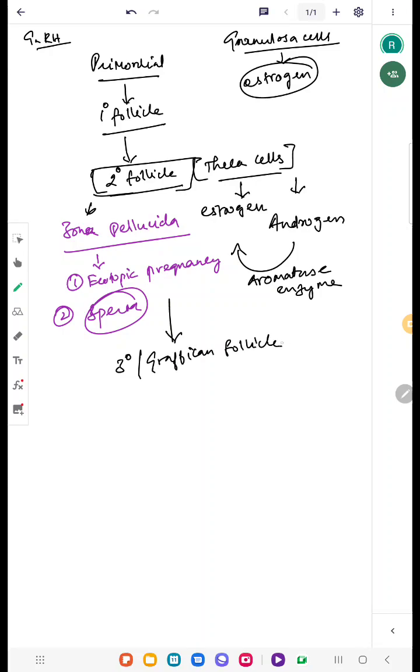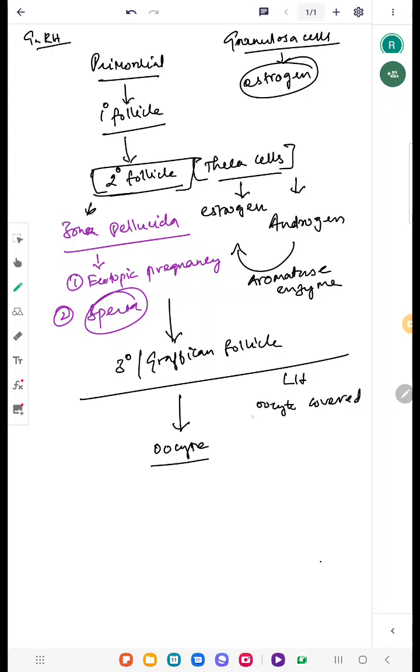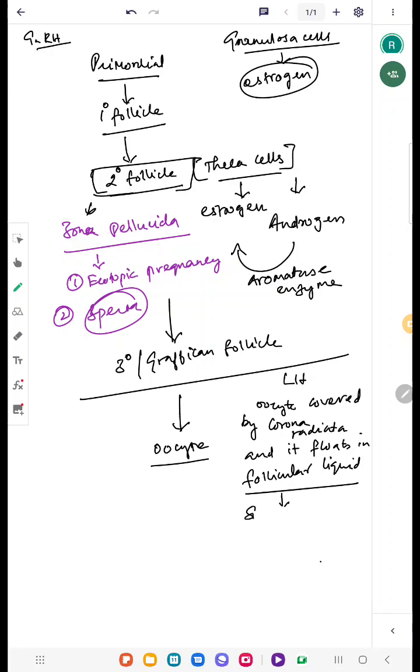Once the Graafian follicle is produced, it enters the phase called the luteinizing phase or luteal phase. In the luteal phase, this Graafian follicle converts into an oocyte. This oocyte is covered by the corona radiata, and it floats in follicular fluid, so that it moves to the surface of the ovary.